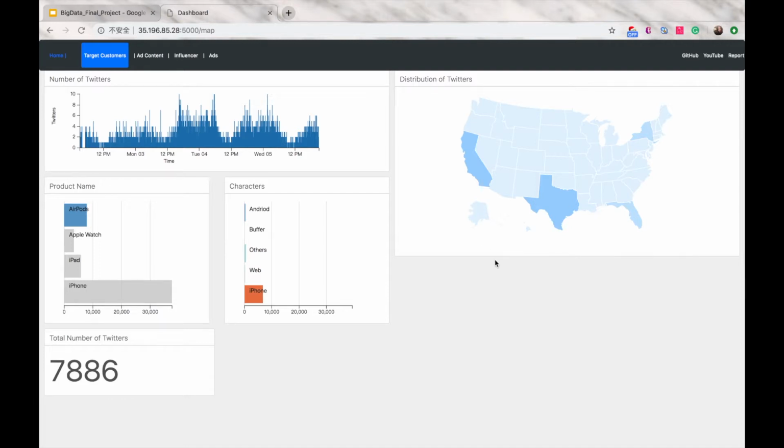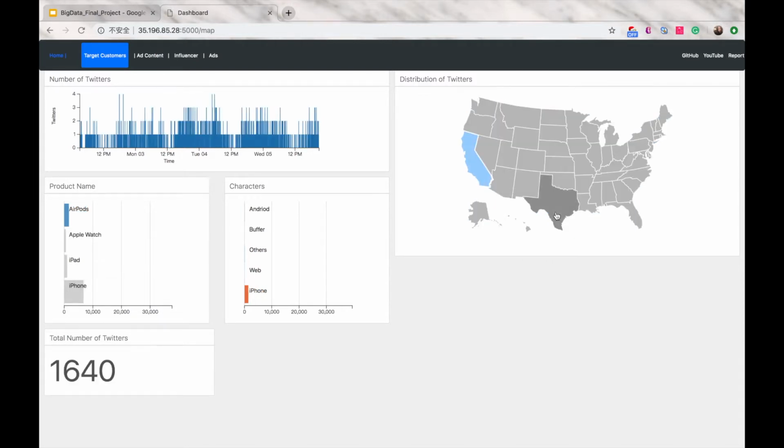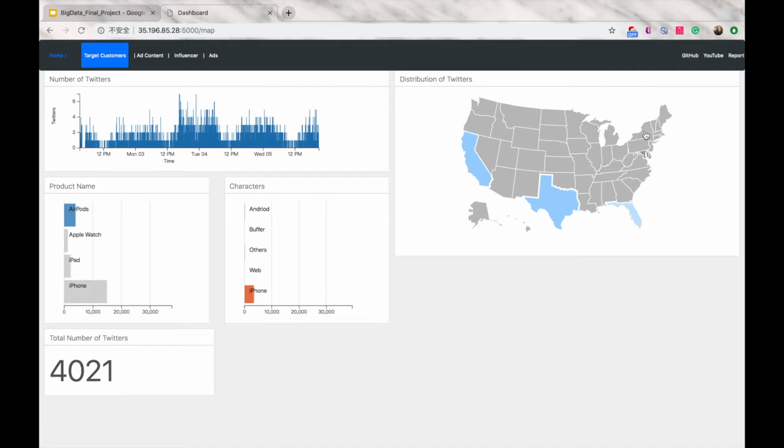From the analysis of the geographical location of the tweets, we can see that most of the tweets are concentrated in California, Texas, Florida, and New York. While we acknowledge that the number of tweets is related to the population of each state, there are differences by analyzing the geographical distribution of different products.